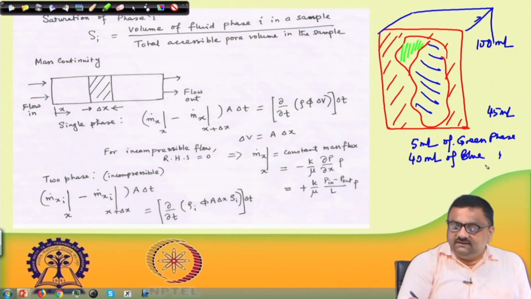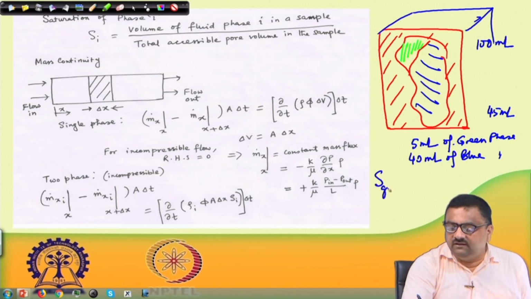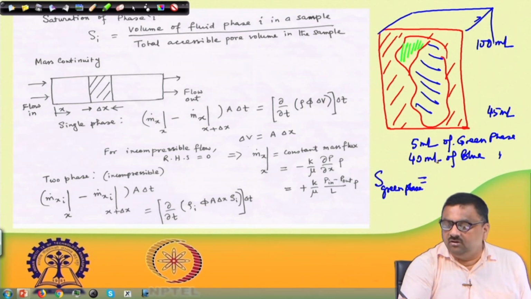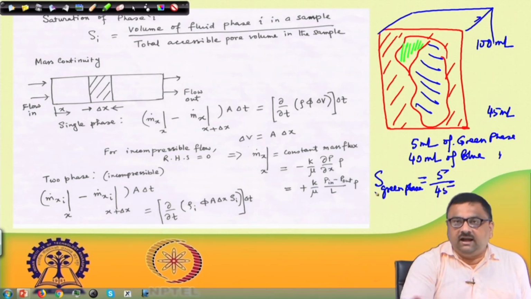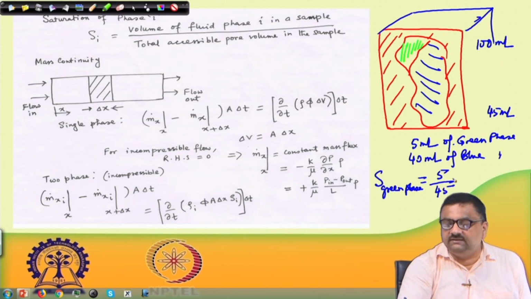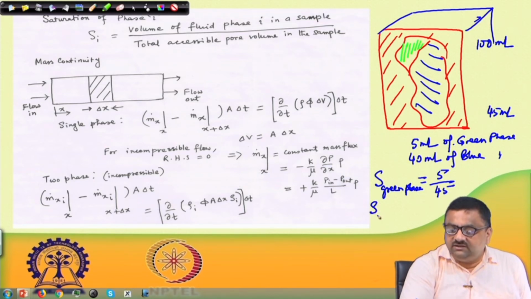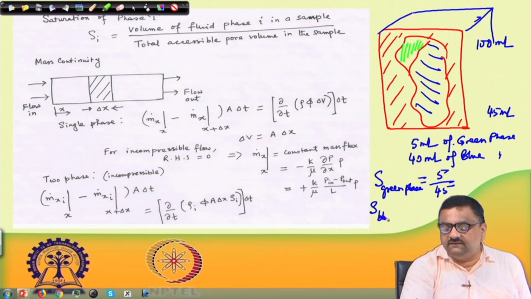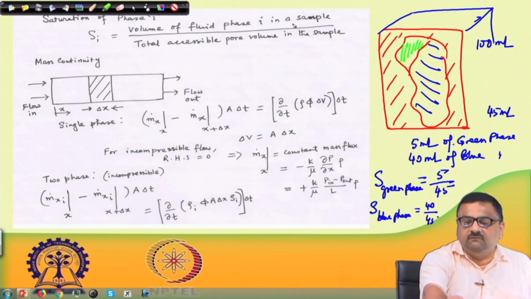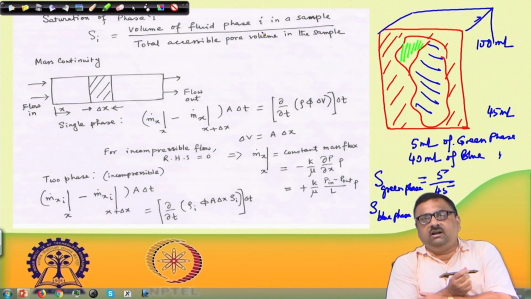So, in that case, the saturation of the green phase, as per this definition, would be equal to 5 divided by 45. And if you want to convert this to percentage, then you will have to multiply this by 100. Similarly, the saturation of the blue phase would be equal to 40 divided by 45. So, that is what it says: volume of fluid phase i in a sample divided by total accessible pore volume in the sample.